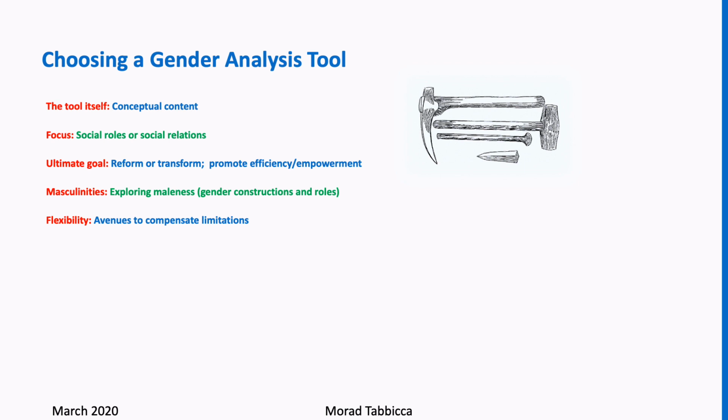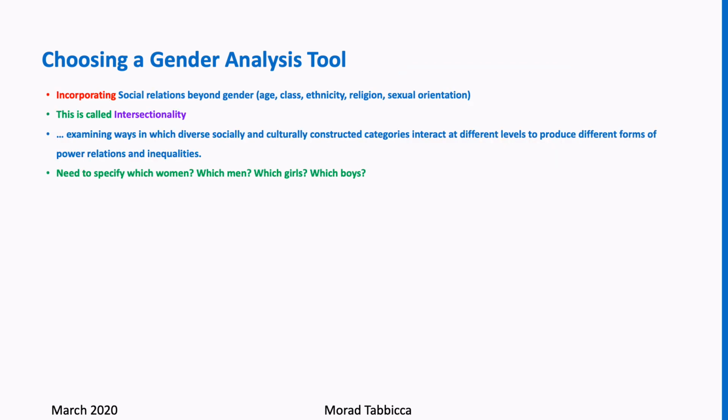a women empowerment framework. Depending on what you are doing, you may have to pick a number of tools from the women empowerment framework, or pick a number of tools from the MOSA framework and what have you. So that's the whole point of flexibility, in order to compensate for the limitations in one particular framework. So you can mix the frameworks to achieve your goal.